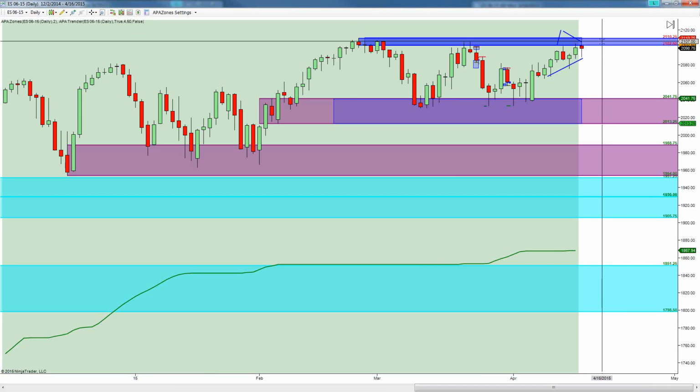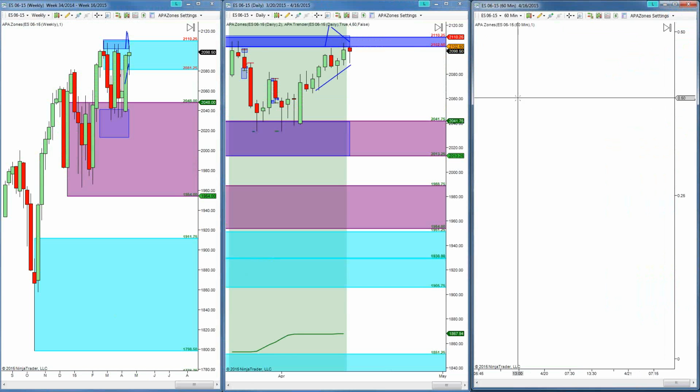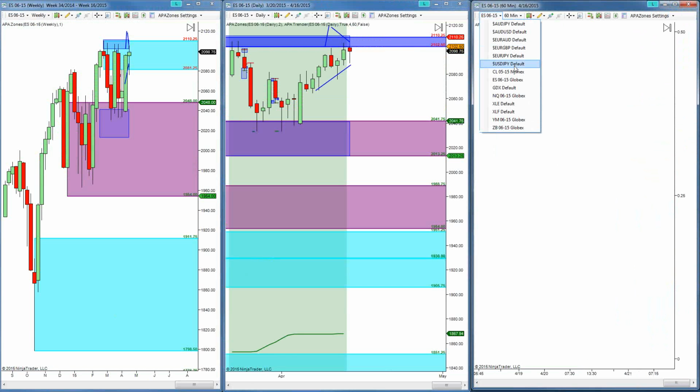And then on a pullback, we'll see resistance now act as support. But yeah, that's what I see on ES. We'll just have to see what happens at the top of this range, if we can really see a push to the downside. And then if we do see momentum coming around here, well, then I would say the shorts are in play, because chances are we're going to go back to the bottom of the range.